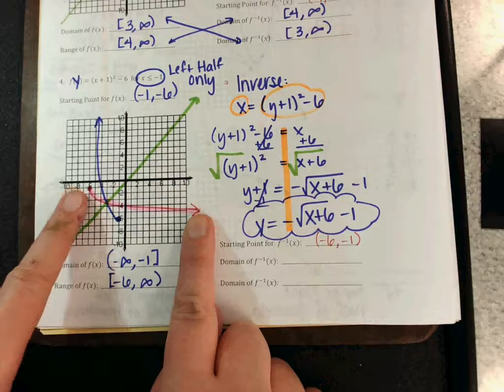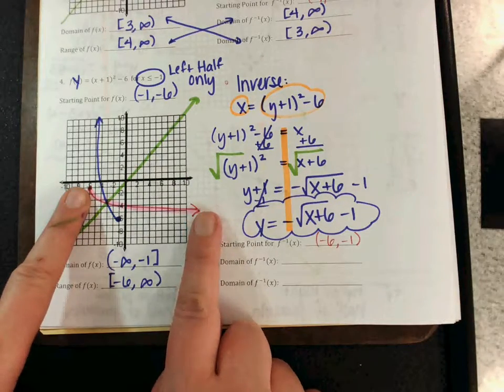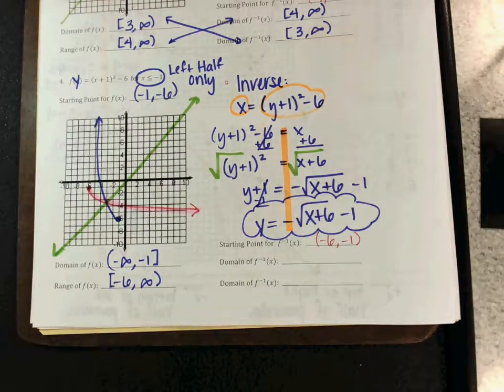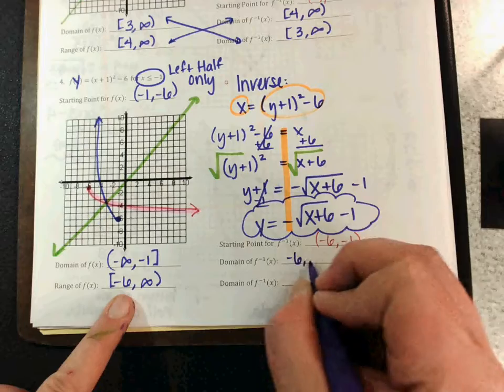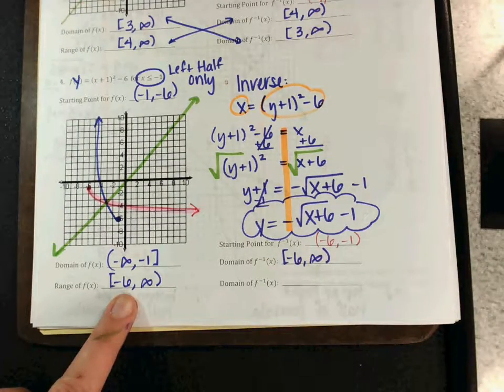How far back does it go? -6 till when? Okay, look at the original range. Is that the same? Yeah. So we know that that's right. -6 to infinity is the correct domain for our new function.